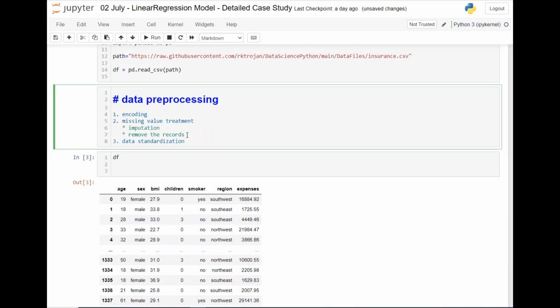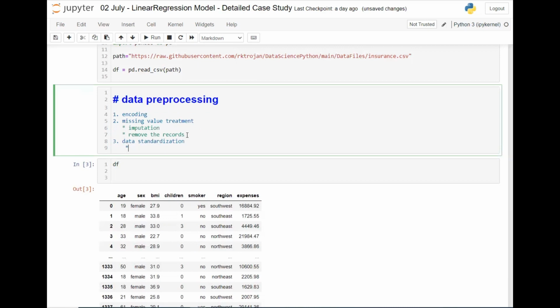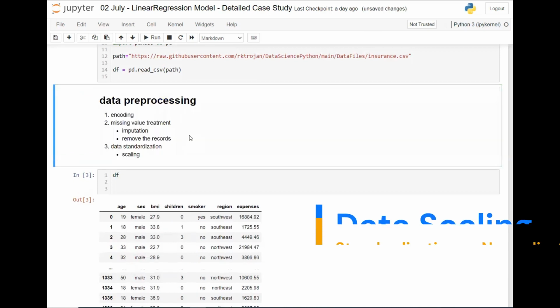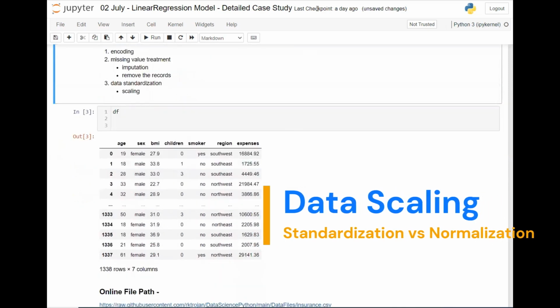What is data standardization, or we can say data scaling rather? This is known as data scaling. What is data scaling? Consider this data that you have here. I have gender in the range of 0, 1, 2, 3, like that, right? Your age can vary from, let's say, 10 to 100. BMI can also range in two digits. So this data is good.